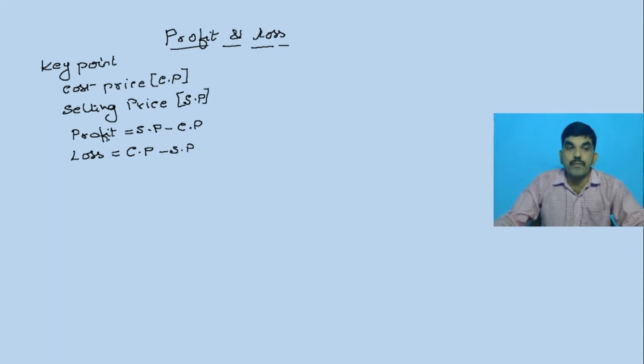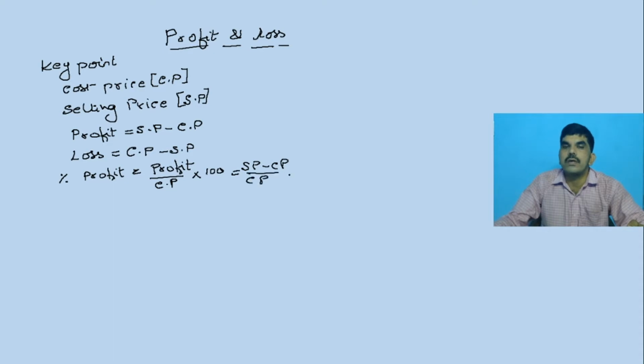Normally we will not measure the profit and loss in terms of the whole number. This is measured in terms of percentage. So percentage profit or percentage loss is always measured with respect to cost price. So percentage profit is equal to profit by cost price into 100, that is SP minus CP divided by CP into 100. So this is the percentage profit.